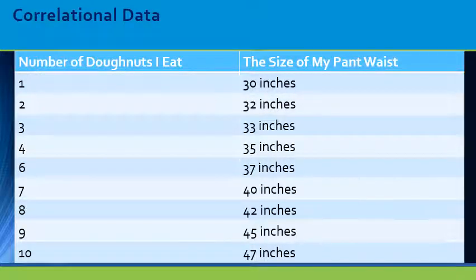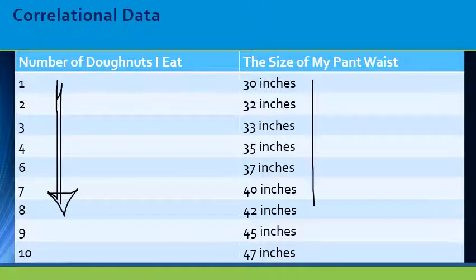For example, let's say I collected data on the number of donuts I eat and then the size of my pant waist. If I eat one donut, I'm 30 inches, two donuts, 32, 3, 33, 4, 35, 6, 37, 7, 40. It looks like the more donuts I eat, the greater the size. So as the number of donuts goes up, it looks like the size of my pants waist also goes up. It seems that there's a relationship there. As one increases, the other increases.